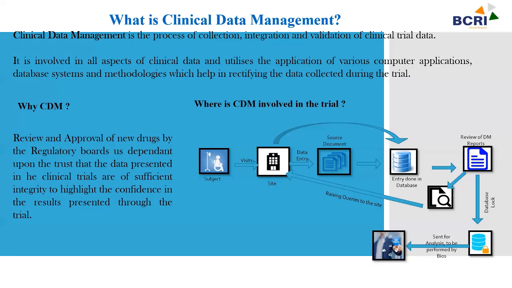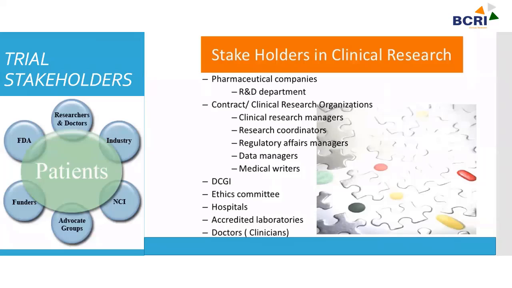Okay, now there are different trial stakeholders who are present. If any trial is getting conducted, we have the pharmaceutical companies, that is your drug manufacturing companies. We have the CROs, the contract or clinical research organizations, where we have the data managers, the research coordinators, the pharmacovigilance people, the medical writers, regulatory affairs managers. Then we have the regulatory bodies, that is in India, the regulatory body is CDSCO, and the chairman of that particular organization is known as the DCGI, okay, Drug Controller General of India.